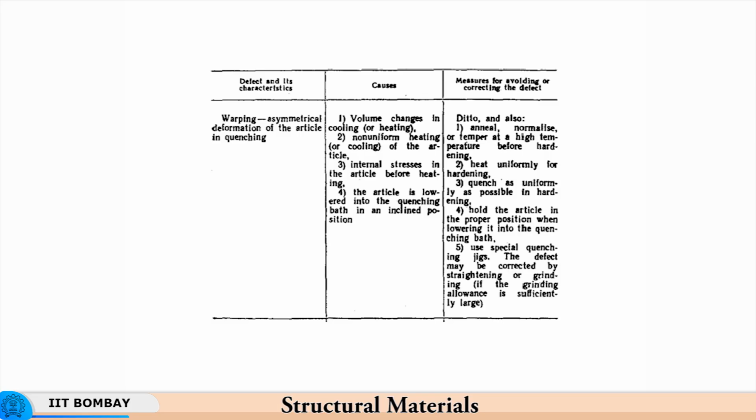So, this defect is corrected by straightening or grinding if the grinding allowance is sufficient. Basically, you have a part that is warped, but you extract from the mass of warped metal the geometry of the part you really want. That means you need to provide a lot of extra material, so that even after warping you can machine off the extra material and extract the part which is of the shape and size you wanted. But then this leads to loss of material.